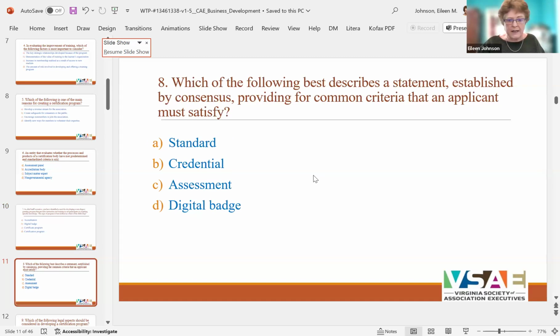Okay, number 8. Which of the following best describes the statement established by consensus providing for a common criteria that an applicant must satisfy? A, a standard, B, a credential, C, assessment, or D, a digital badge? Established by consensus. Common criteria that an applicant must satisfy. Established by consensus.